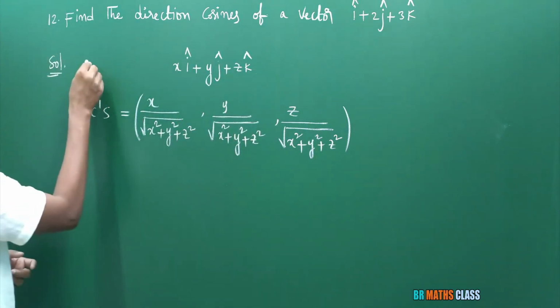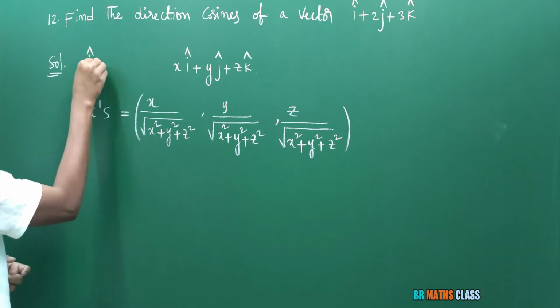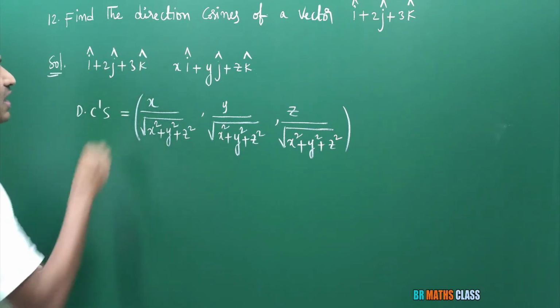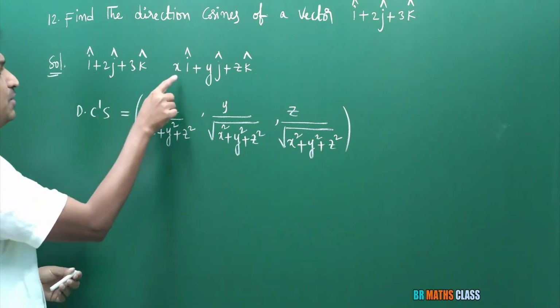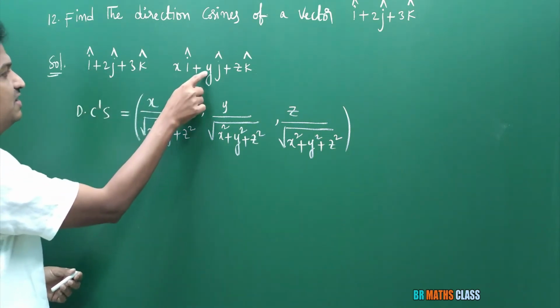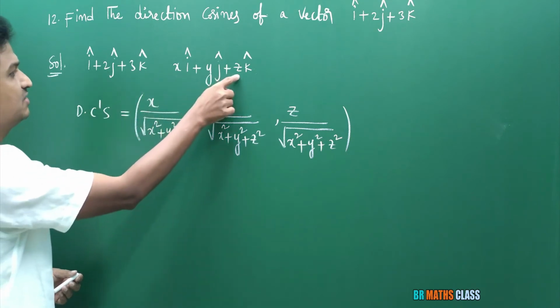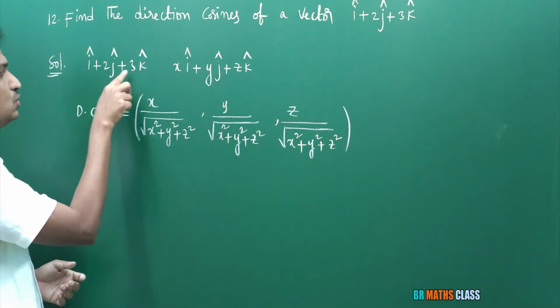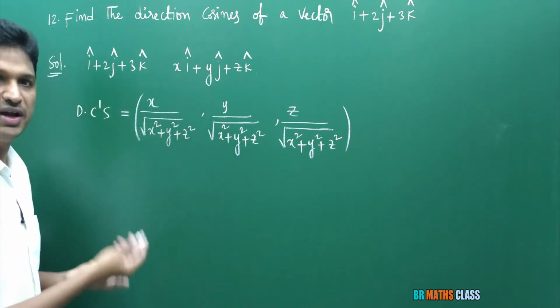First I'll write that given vector. What is the given vector? I cap plus 2j cap plus 3k cap. Okay, now if you observe, in place of x here 1 is there, in place of y here 2 is there, in place of z here 3 is there. So I'll substitute x is 1, y is 2, z is 3 in this formula to get this answer.